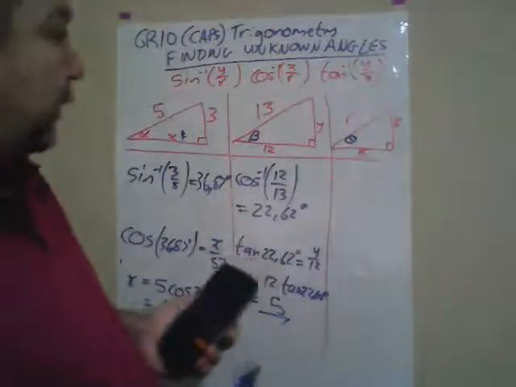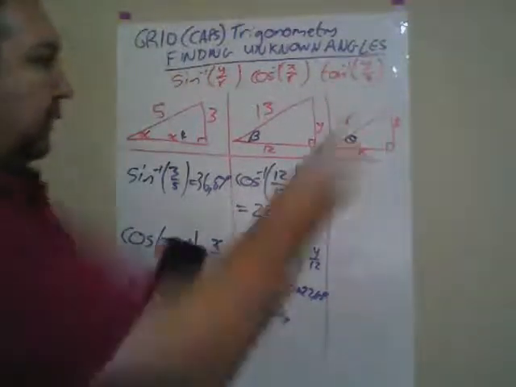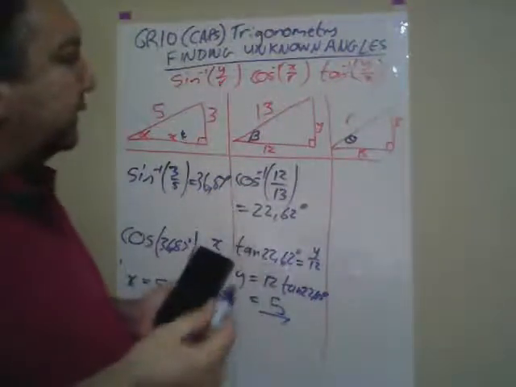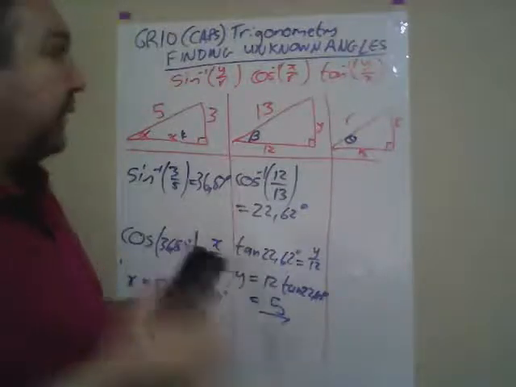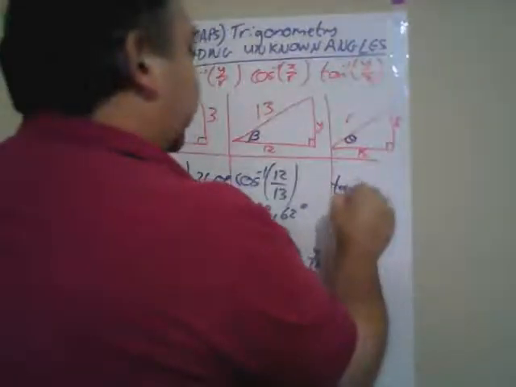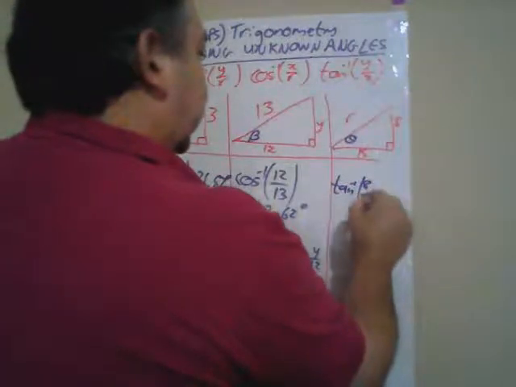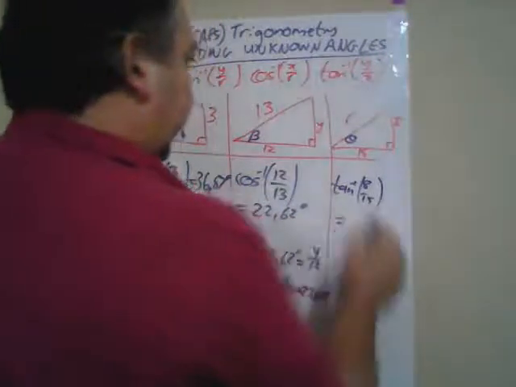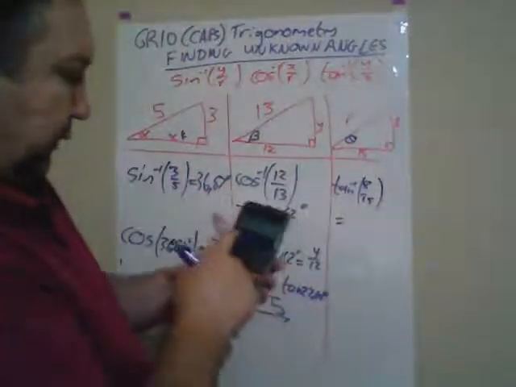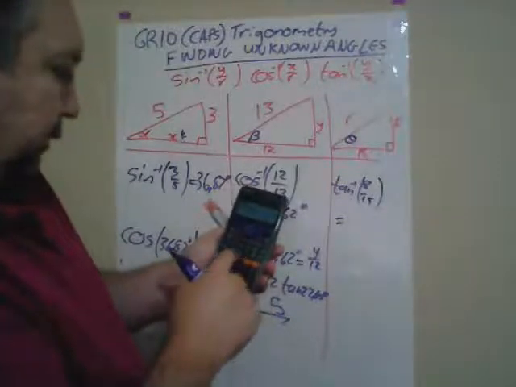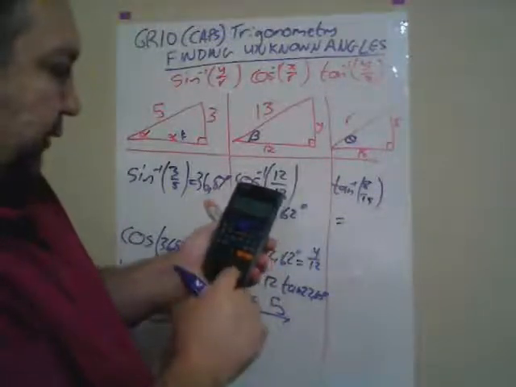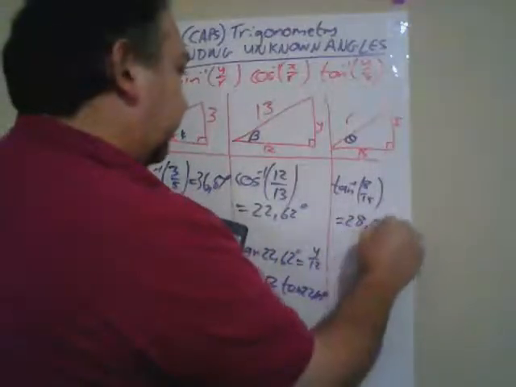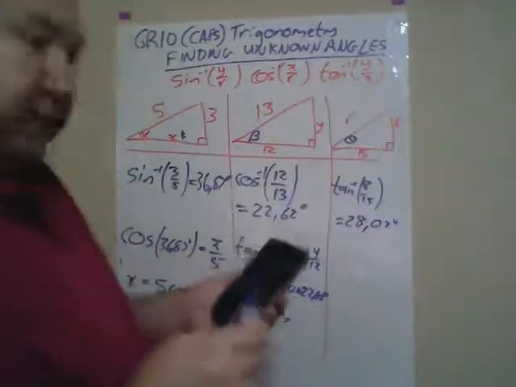Now we're going to go to our last triangle. We've got an opposite and an adjacent, a y and an x. So therefore we're going to have to use tan. So tan inverse of y over x, which is y over 15, so shift tan 8/15, and that's going to be 28.07 degrees. Okay, so now we have that.